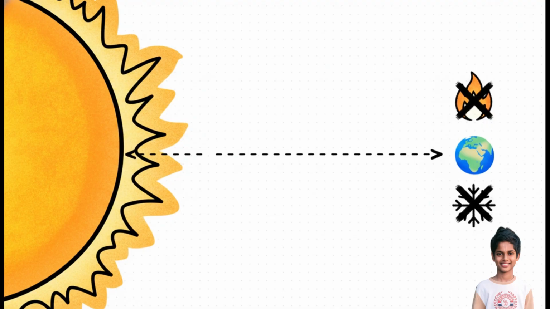But you know what? Our distance from this giant furnace is absolutely perfect. We're about 149.6 million kilometers away. If we were just a tiny bit closer, we'd burn up. A tiny bit farther away, and our planet would freeze solid. This just right distance is a massive factor in keeping our climate perfectly suited for life to thrive.